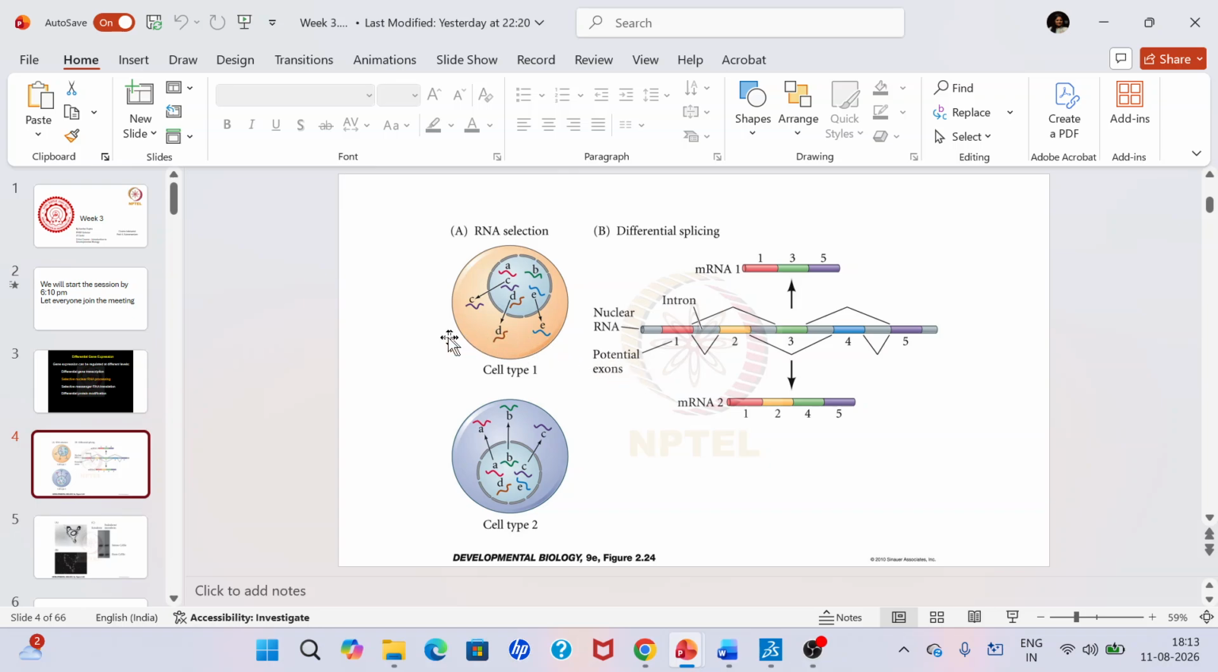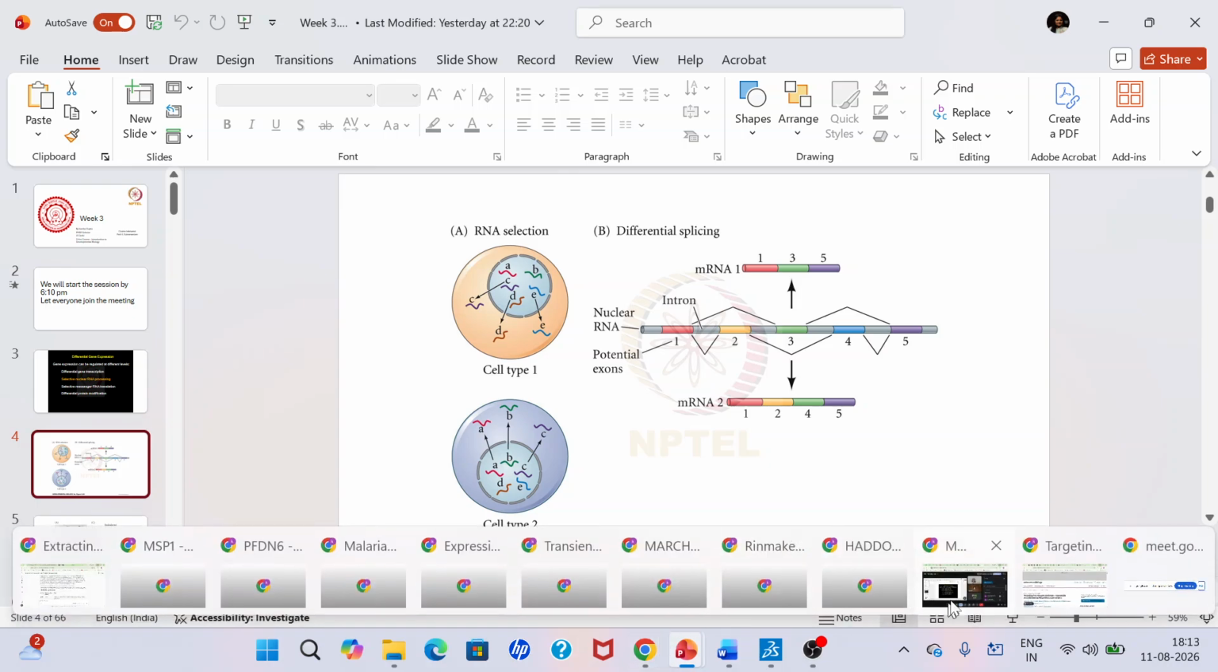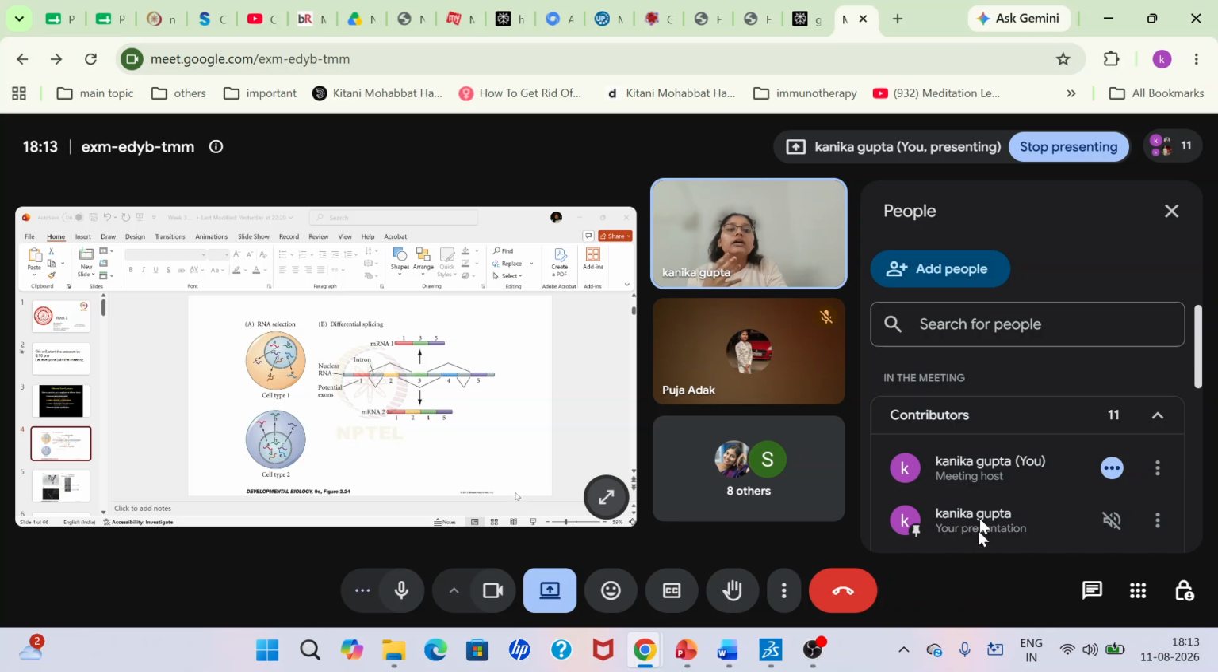If you see here, this is basically a cell in which an RNA is formed from a gene. But you can see here, we have 1, 2, 3, 4, and 5 exons, and 1, 2, 3, and 4 introns. So depending upon which of the exons come together to make the mature mRNA, it will form different kinds of proteins, and those will lead to a different kind of phenotype in that particular cell and tissue.